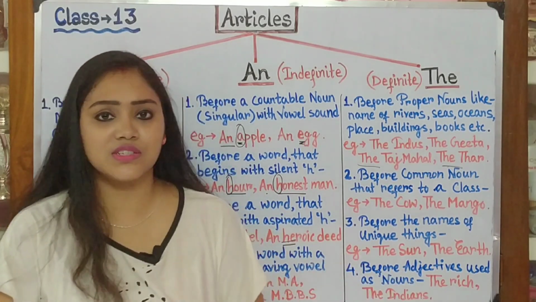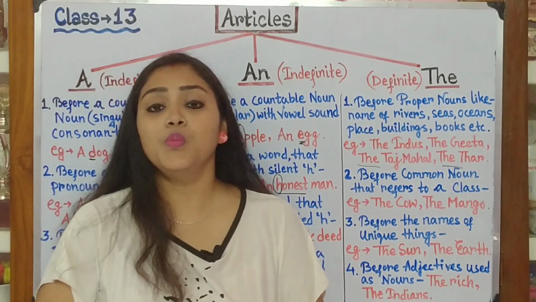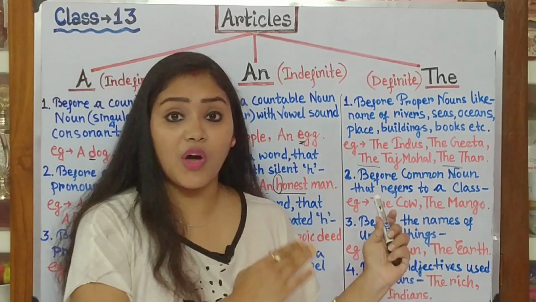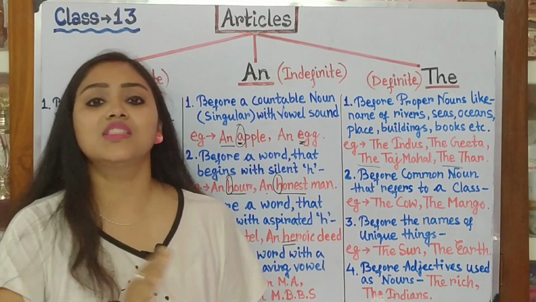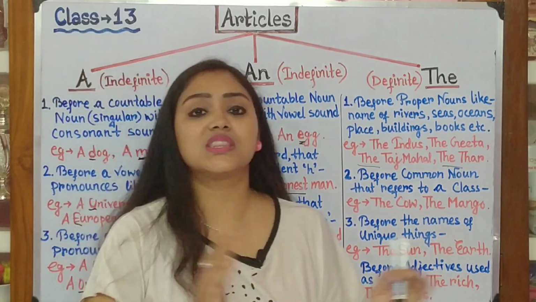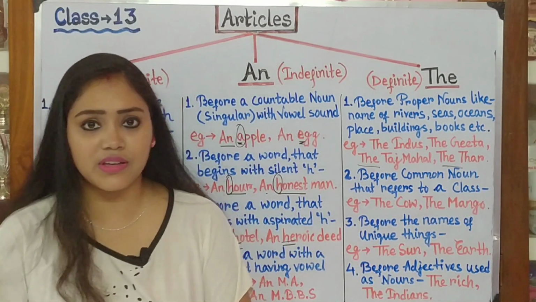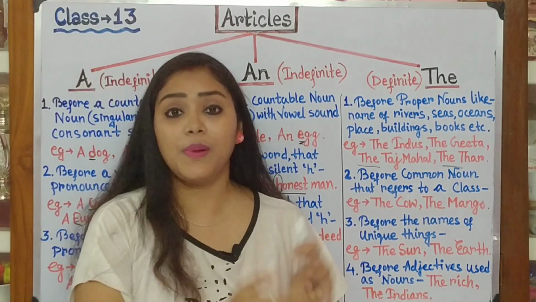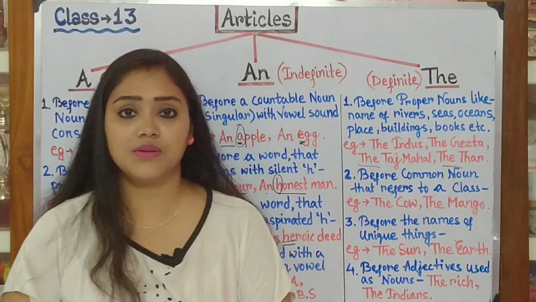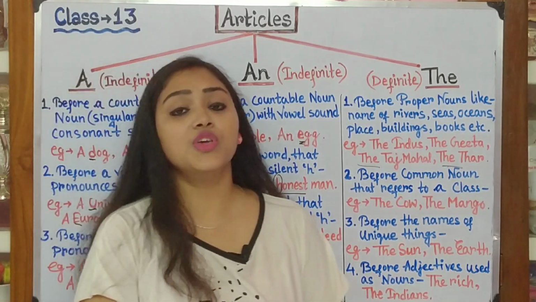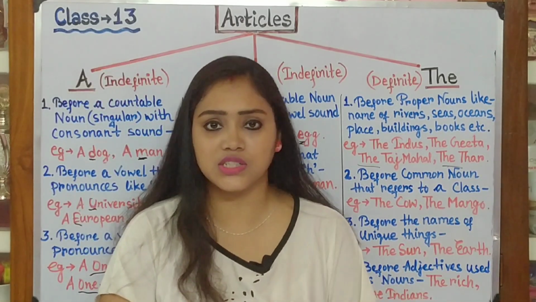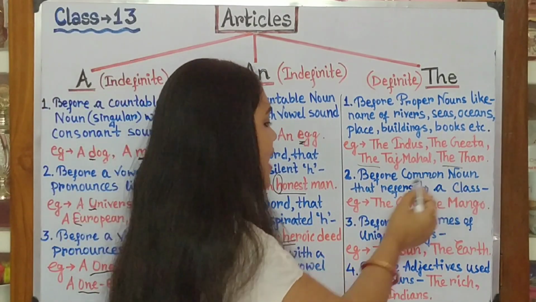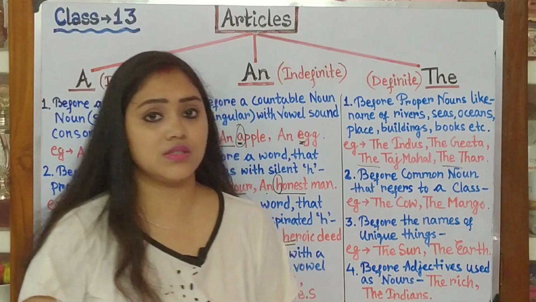Next, the Taj Mahal. One of the 7 wonders of the world, right? So it is also 1 in number. It is being definitely pointed out. So the Taj Mahal. Next one, the Thar, desert of India, right? So it is the name of a place, the Thar. So in every case, we use the definite article. Clear?